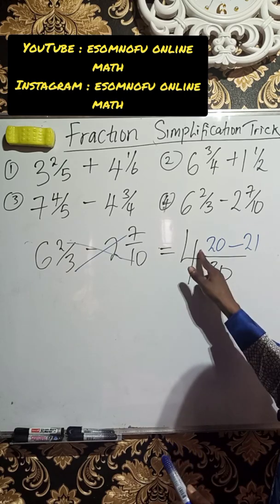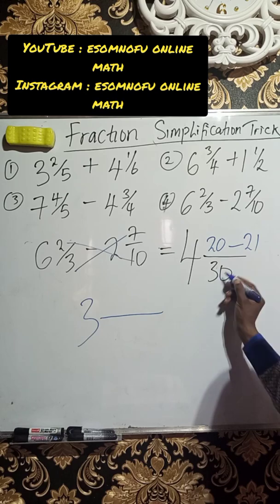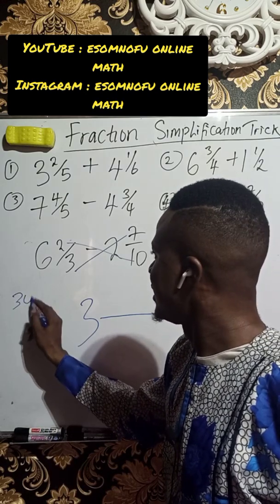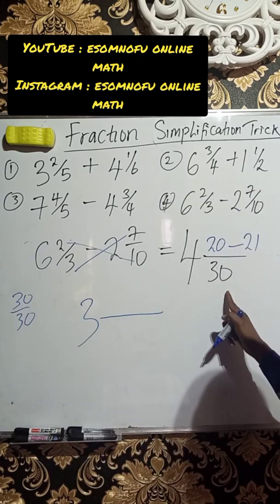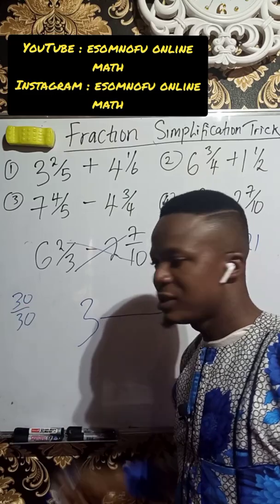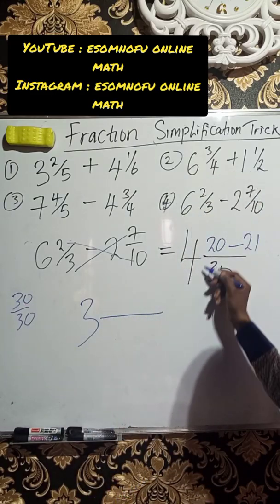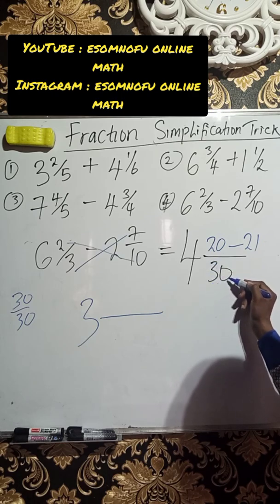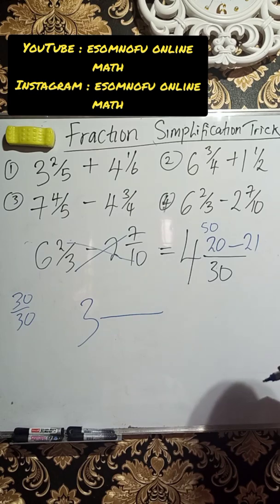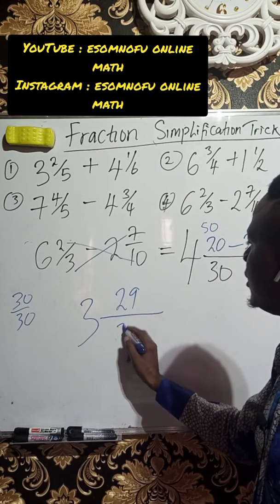When you borrow 1 from your whole number, it will reduce to 3. But what you are borrowing, call it the denominator, because that one I borrowed from this whole number is seen as 30 over 30, because the denominator is 30. If my denominator is 20, it would be 20 over 20. So anything you borrow is equivalent to your denominator. So my denominator is 30. If I carry 30 and add to 20, it becomes 50. So this is as good as saying 50 minus 21, and it will give us 29 all over 30.